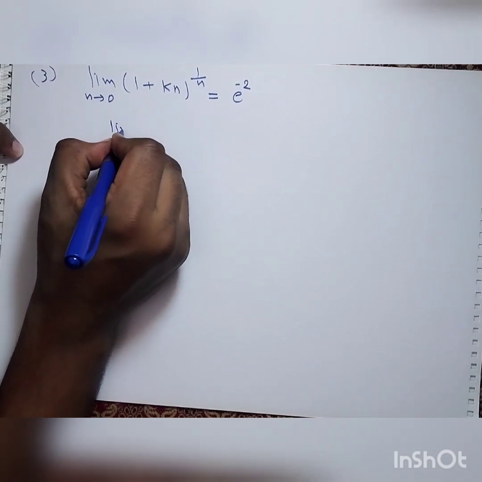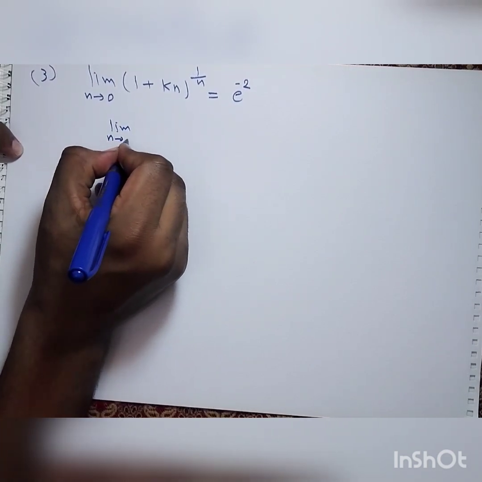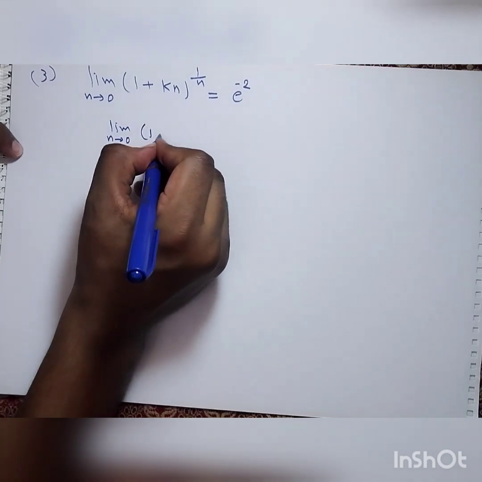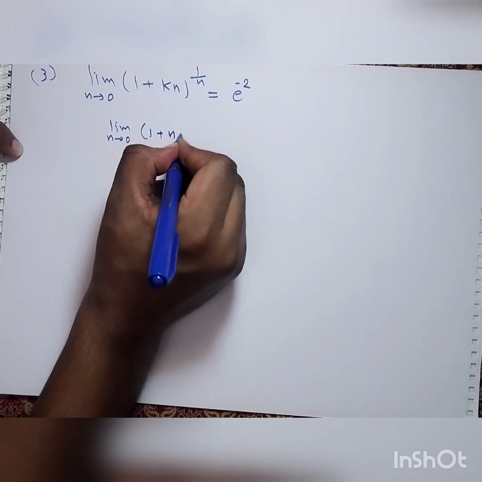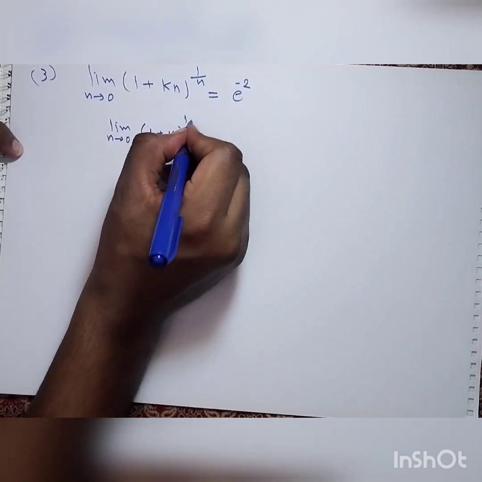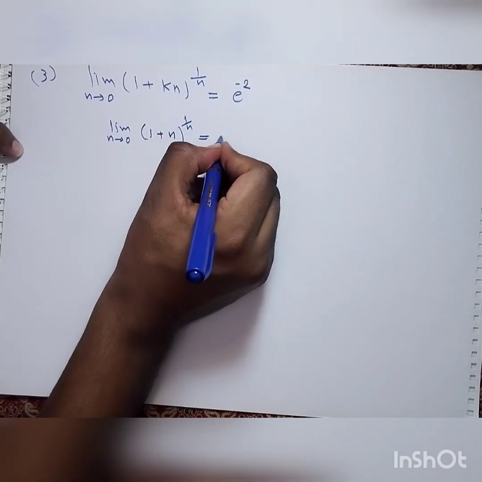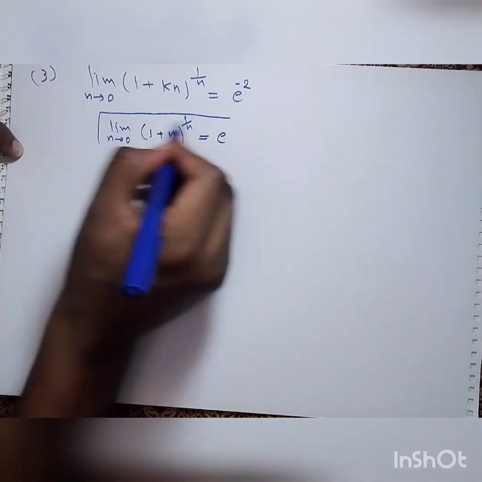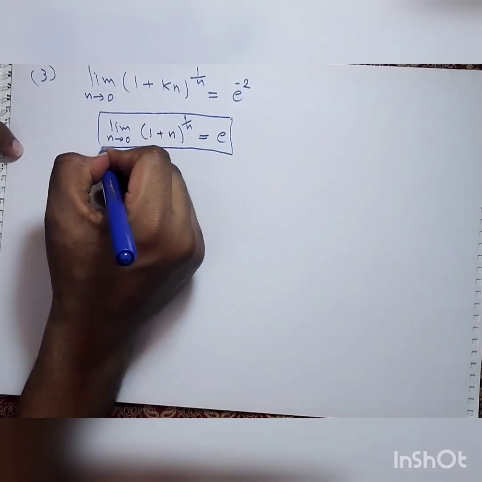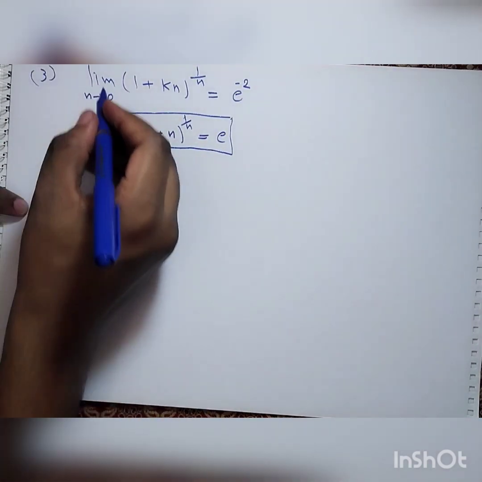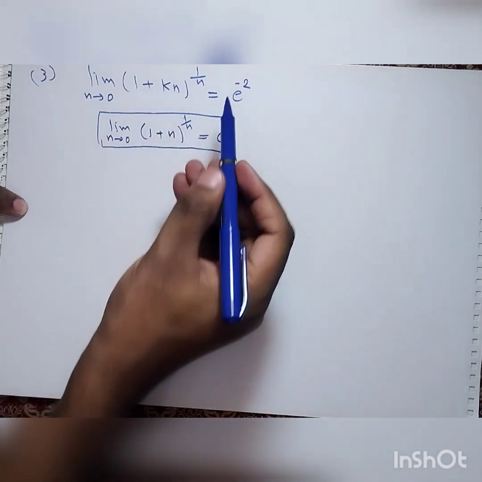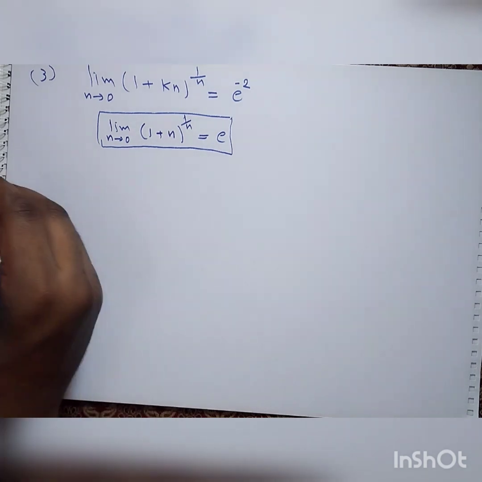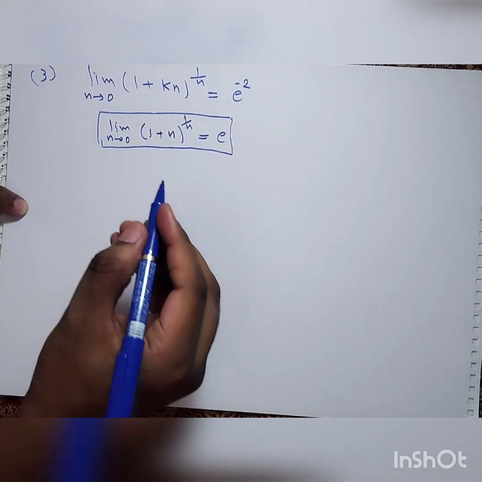So we have the limit as n approaches 0 of (1 + n) to the power 1 over n. Instead of using n, we can still use it, so it is okay. That is equal to e. This is what we are going to apply to find the value of k in this case. So let us start. We need to write the given expression in this form in order to be able to find the value of k.